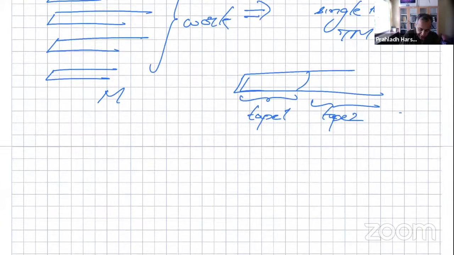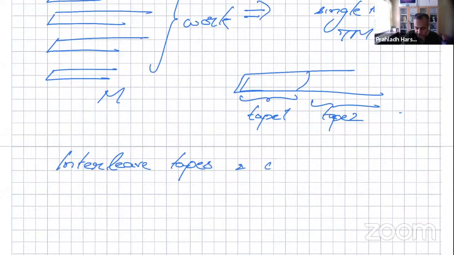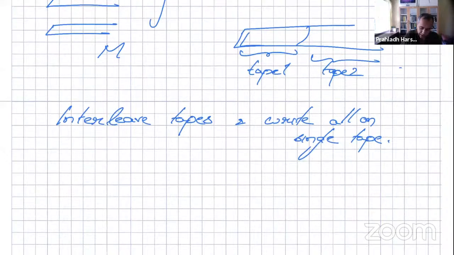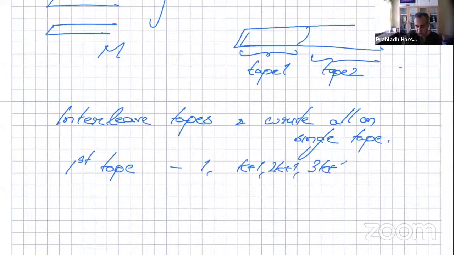What I'm going to do is actually interleave the tapes, and write them all on the single tape in the following fashion. I'm going to assume that the first tape is written at locations 1, k plus 1, 2k plus 1, 3k plus 1. These are the places where the first tape is written.